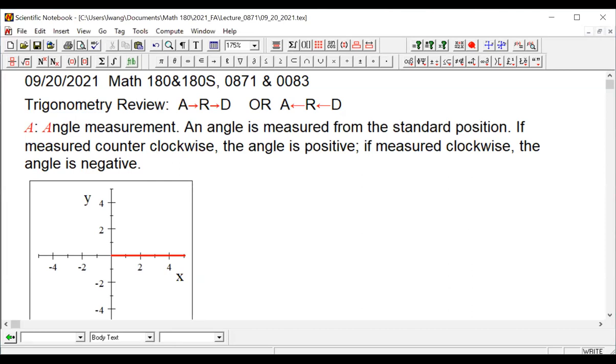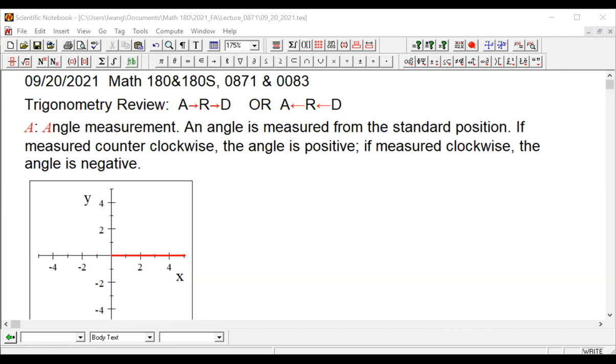Does everybody have any question about angle measurement? How the angles are measured? For every input of the six trig functions, every angle is measured the same way. Reference angle is measured differently though, because it's between the terminal side and the x-axis. So in that regard, we'll look at a slightly different perspective. We'll get to that.